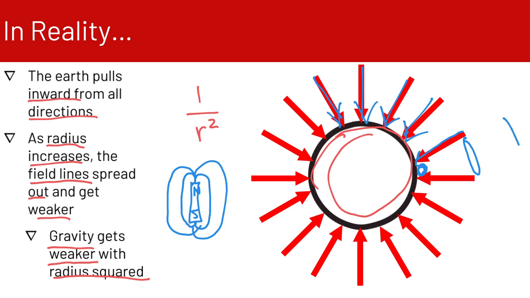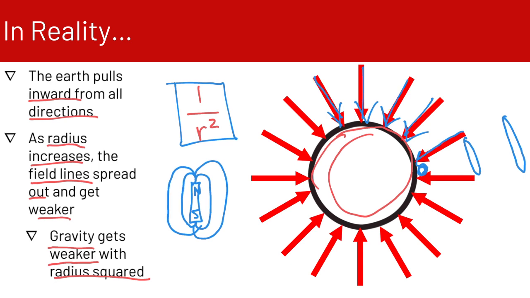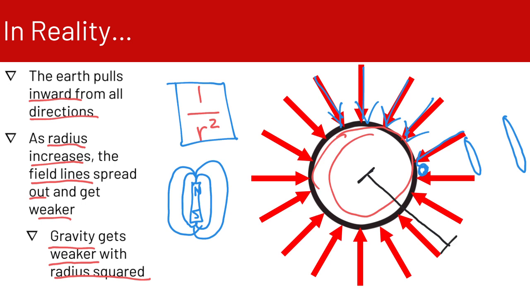And the further you get away from the surface of the planet or the surface of whatever is creating the gravity, the gravitational field is weaker as it goes out. And it's weaker by 1 over the radius squared. The radius that we're talking about is from the center of the object out to wherever we're measuring the gravitational field. So from the center here out to here, where we would measure the gravitational field, that's the radius that we're talking about.